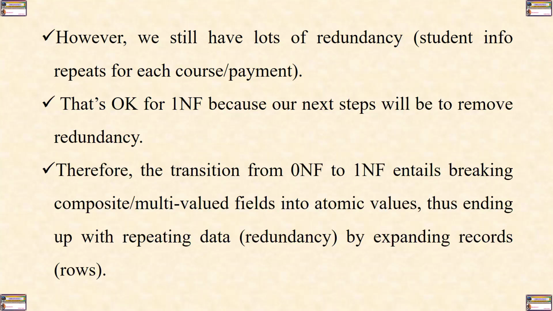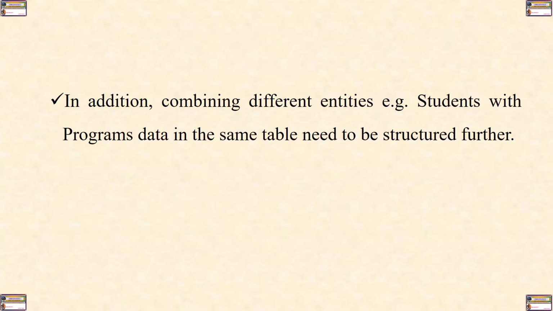We are going to remove redundancies. Therefore, the transition from a normalized form to first normal form is breaking composite or multi-value difference into atomic values, therefore ending up with repeating data, or what we call redundancy, by expanding records or rows. Very important. In addition, we combine different entities, e.g., students with the program's data in the same table, and therefore that means to be structured further.